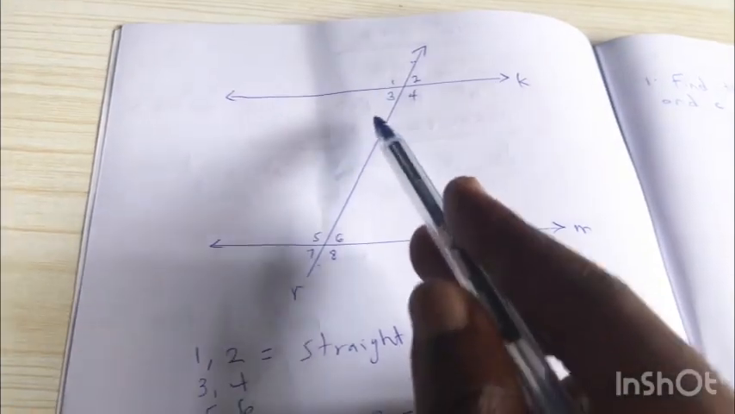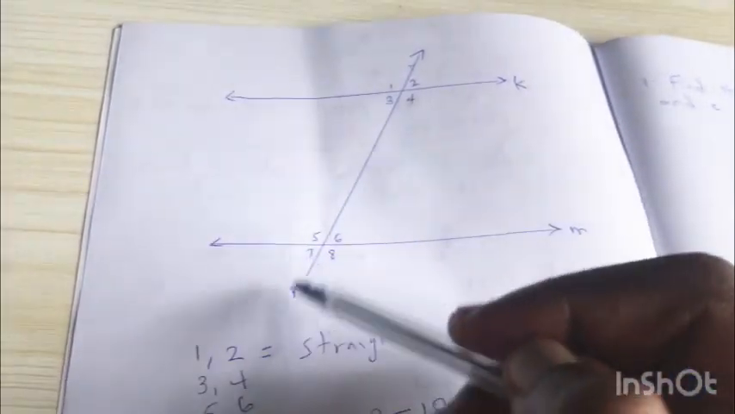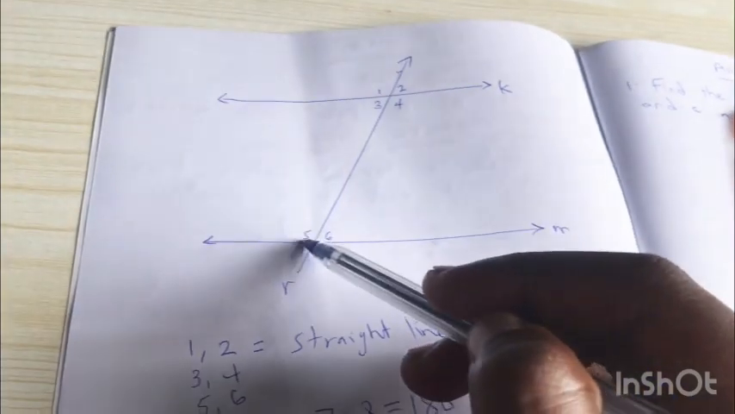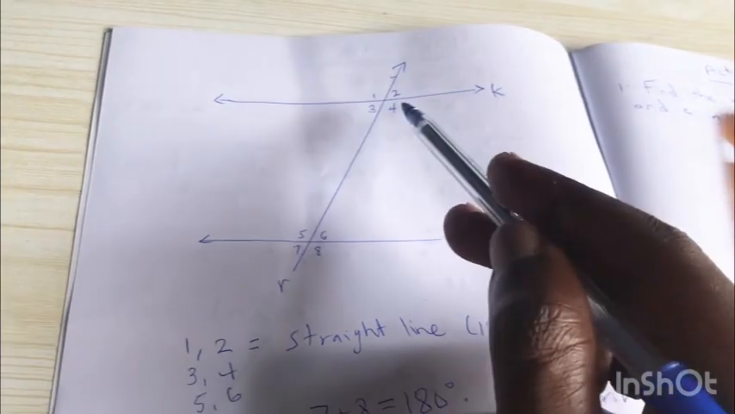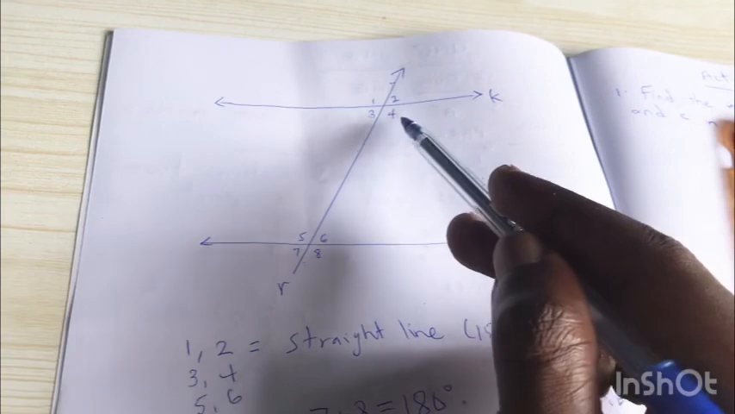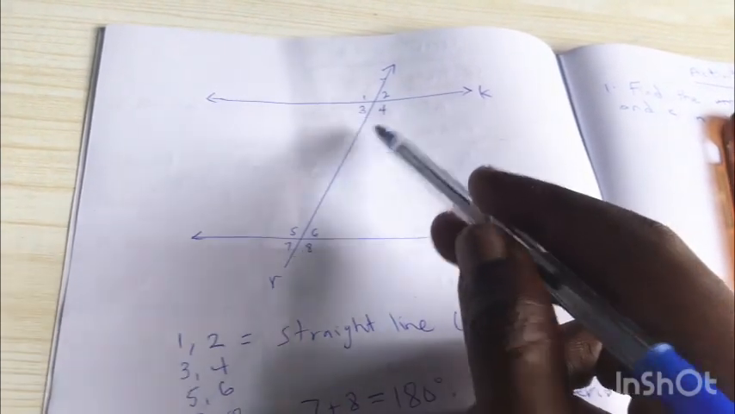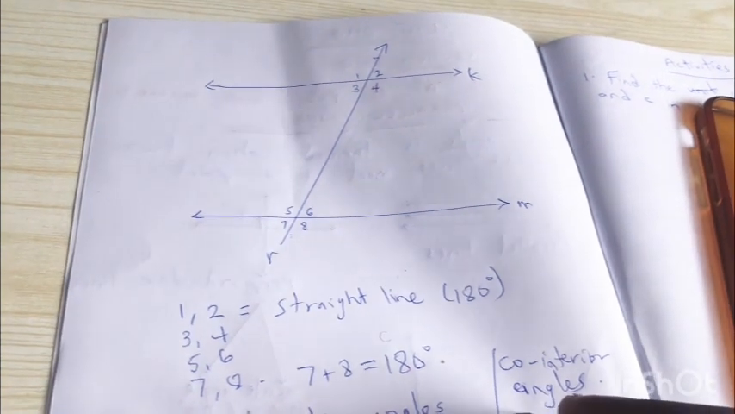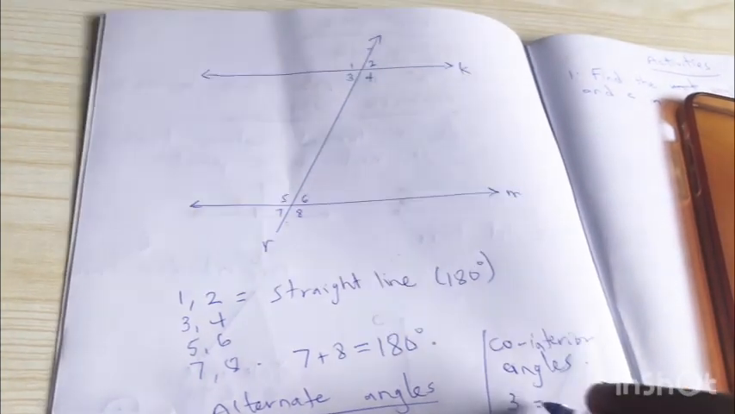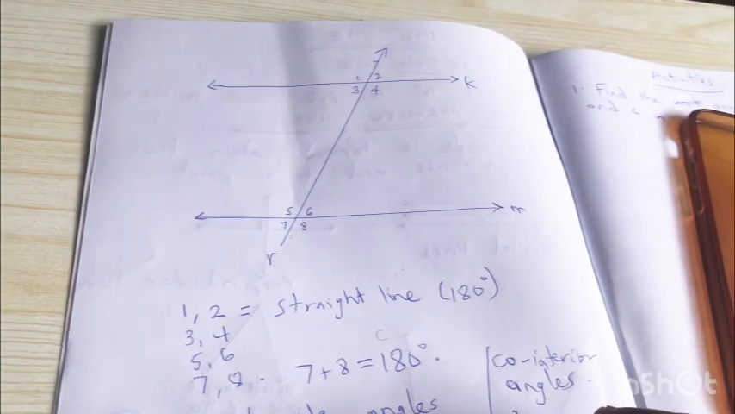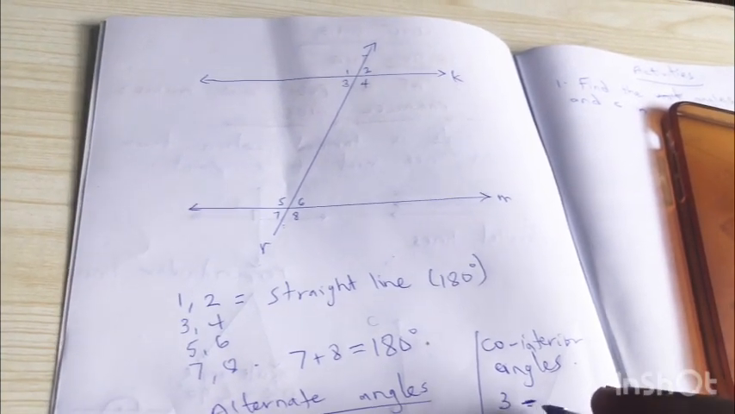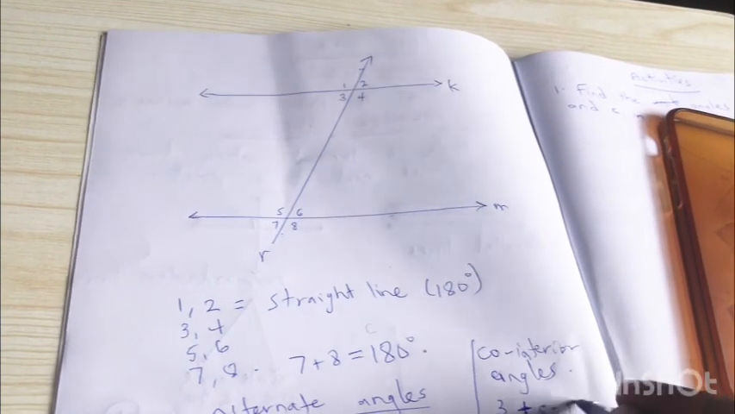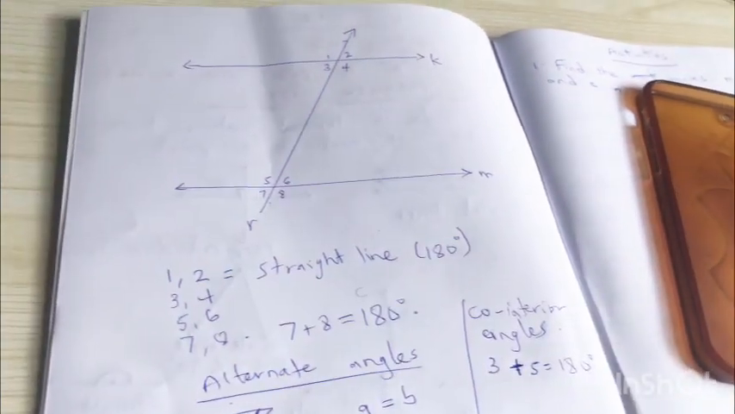So here, like 3, this is also inside the F. So 3 and 5, they are the same. 4 and 6 too, they are inside the F. So they are also the same. So co-interior angles, example, 3 and 5. Co-interior angles add up to 180. So 3 plus 5 is equal to 180 degrees.